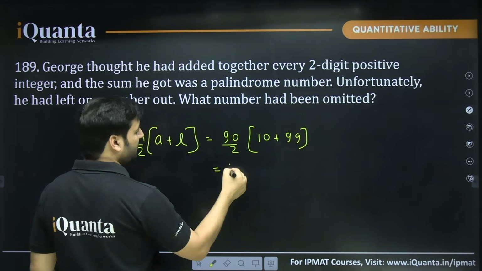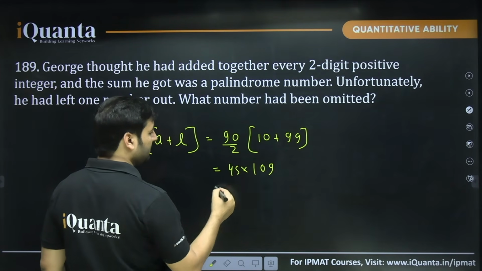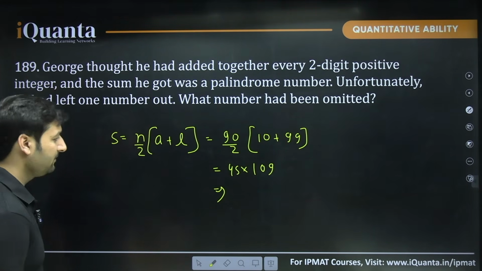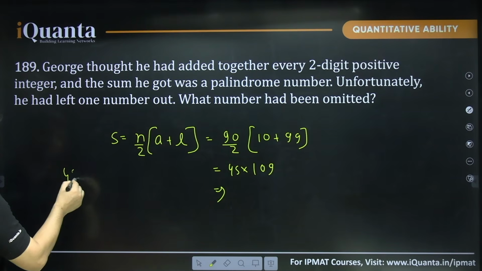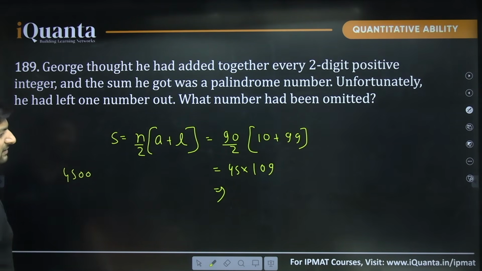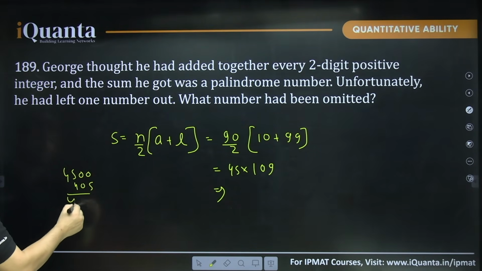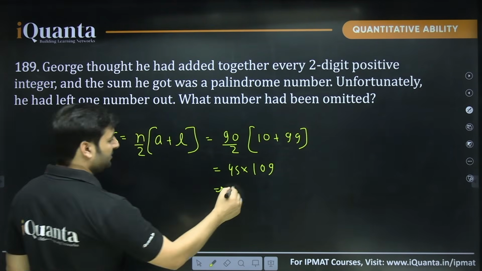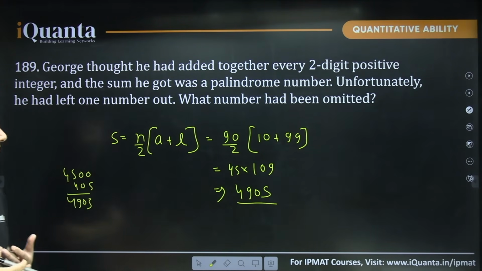What do you get? 45 into 109, isn't it? 4500 plus 4500 plus 9, 36, 405. That means 4905 is the product, right? 4905.